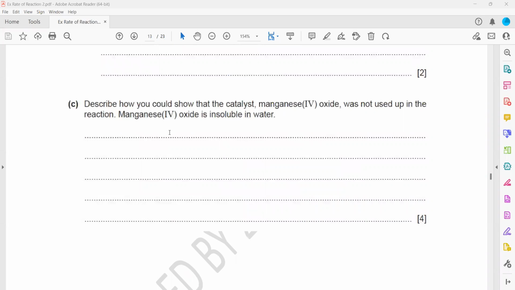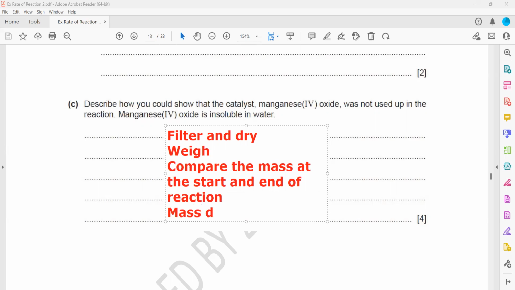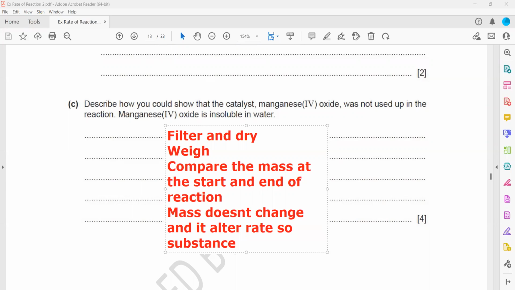So we will filter, for one mark, from the mixture, and then we will dry and then weigh. And we'll compare the mass at the start and the end of the reaction. If the mass does not change and it alters the rate of reaction, so the substance is a catalyst.